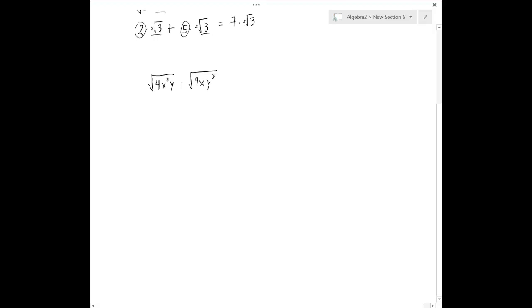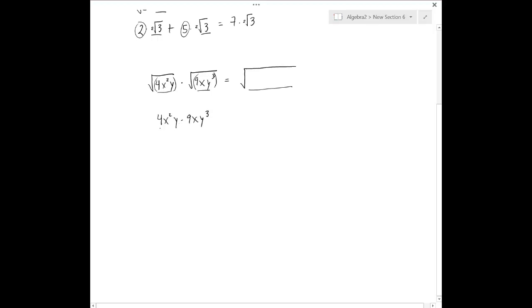xy cubed. So what you're going to want to do is unify these under the same square root, and I'm going to do that by multiplying these two things together that I'm putting in parentheses, and then putting their result underneath the same square root. So let's do that off to the side. Let's make that multiplication happen. So 4x squared y times 9xy cubed.